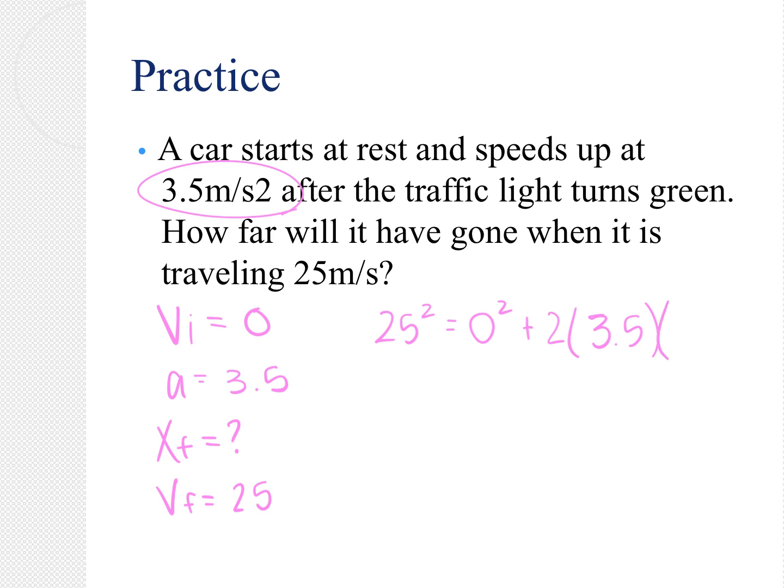And then I know my x initial is 0, per usual. And so I'm actually just going to plug in x final there. I'm not going to bother with the delta x because I know it's whatever my x final is minus 0 anyway. So I don't need to plug that in. Okay, and so now I'm just going to solve, right? 25 squared I know is 625. And 3.5 times 2 is 7.